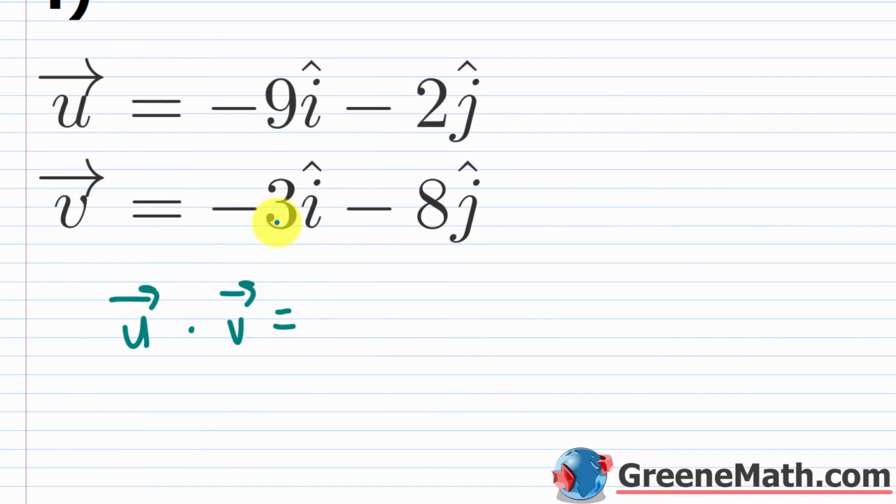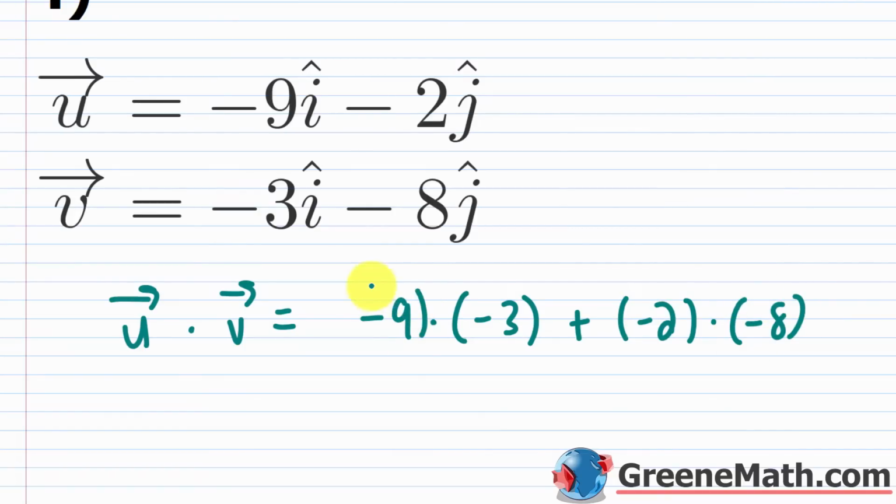What I mean by that is you're going to take these horizontal components. So this is -9 times -3. And then I'm going to add this to, I'm going to take these vertical components and multiply those. So -2 times -8. Maybe I'll wrap this one for clarity. When you get negatives, it gets a little busy. All right, so let's say equals here.